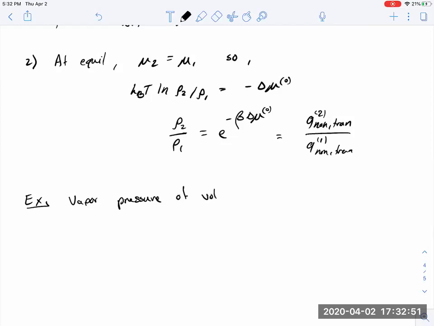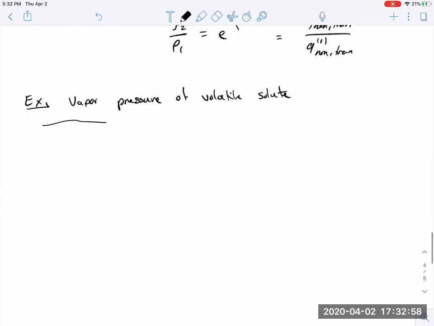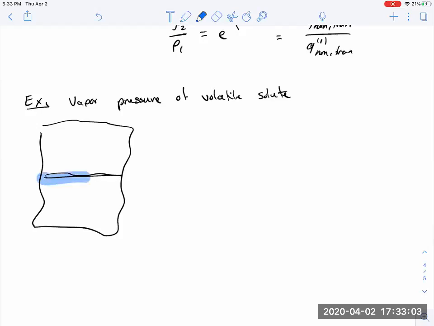Imagining that our solutes are volatile. So again, pick out a little piece of our system. We have some liquid down here. We have some vapor up above, and we have solutes that could be either in the liquid or the vapor. If they're volatile, they'll have some vapor pressure above the solution.